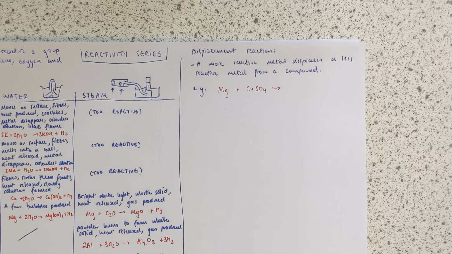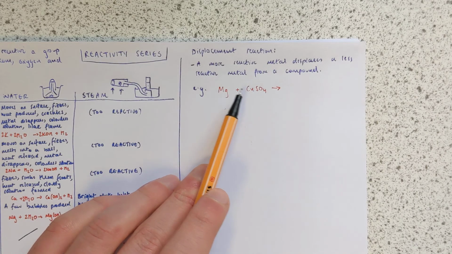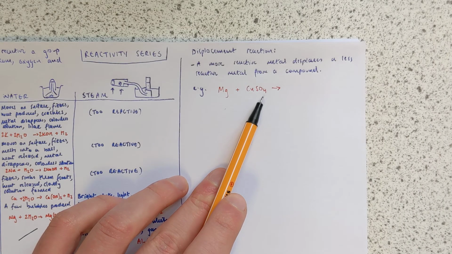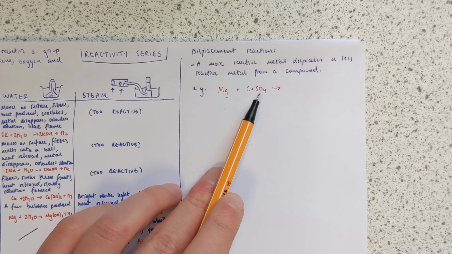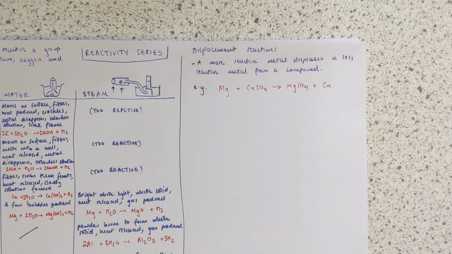copper from its compound. So copper is going to get kicked out of copper sulfate and magnesium is going to take the sulfate part of it for itself. It's only able to do that because it is more reactive. It can steal the sulfate and push out the copper. And that would give you the following products: magnesium sulfate, so magnesium has taken the sulfate part, and then copper is left by itself. It's been displaced from its compound.